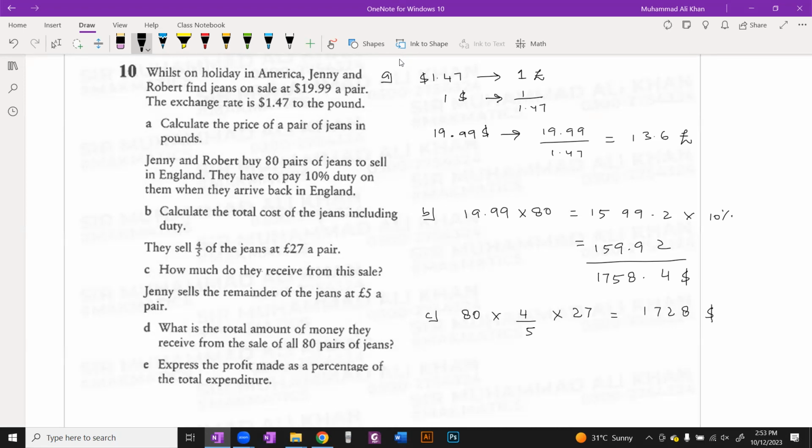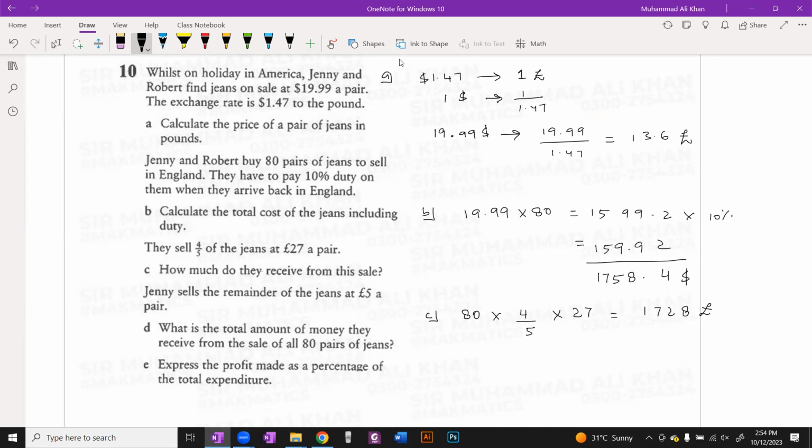1728 रिसीव हो गए इनको. हाँ, पाउंड रिसीव हो गए इनको 4/5 जीन सेल करने में. हाँ, टोटल इनके पास कितने पेयर थे बेटा? 80. 4/5 सेल कर दिए इन्होंने. 80 मल्टीप्लाई बाय 4/5. किस रेट में? 27 पर पेयर. तो मल्टीप्लाई बाय 27. So the answer is 1728 pounds receive हो गए.